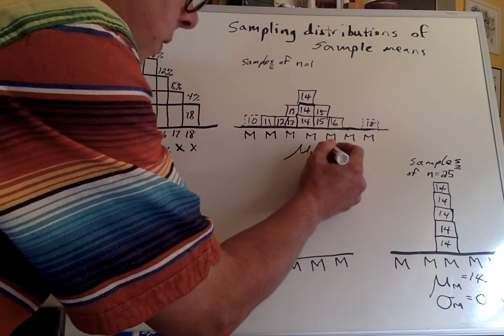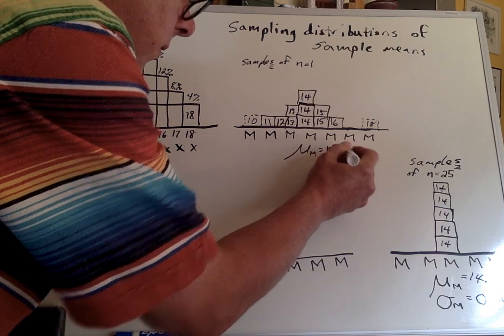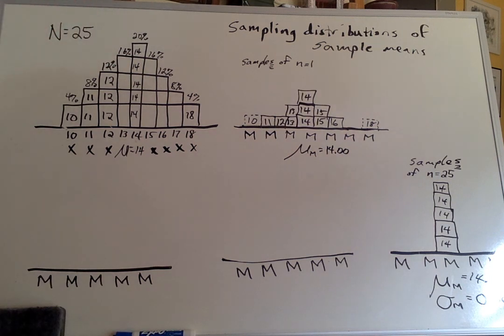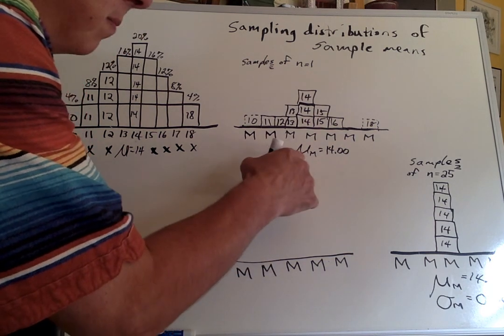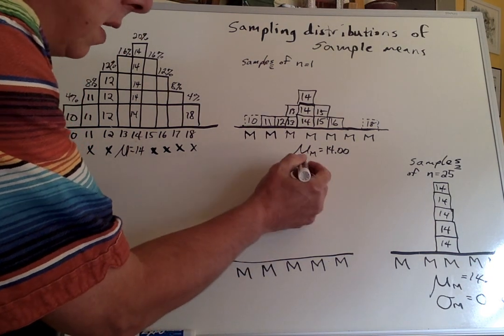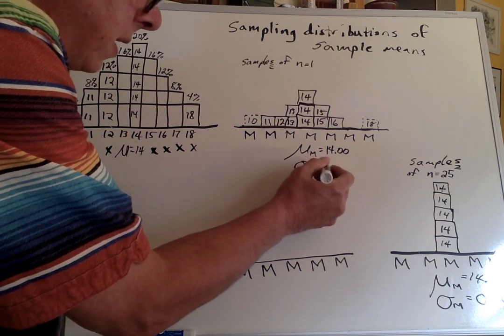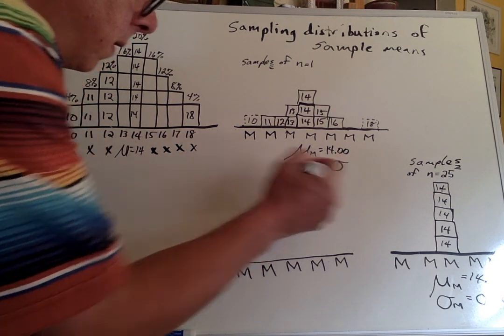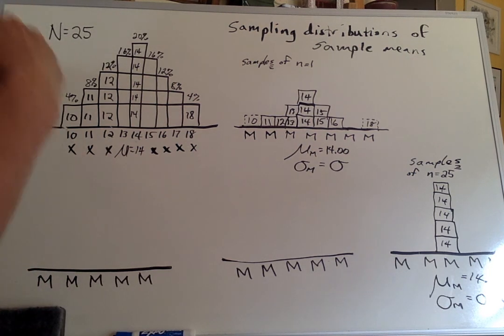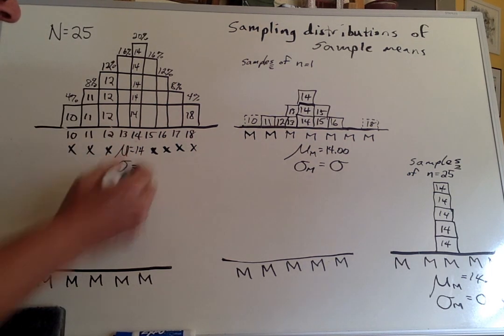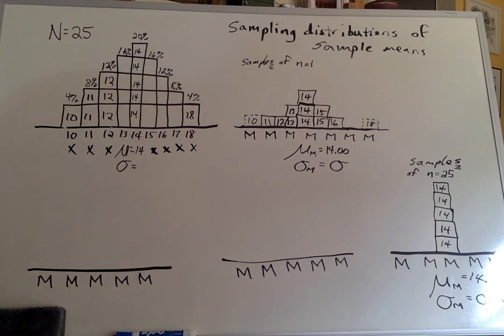If your guess was 14.00, you are correct. That would be the mean of all the sample means. It would be 14. That's the mean of all the sample means. The standard deviation of all the sample means is going to be equal to the original standard deviation here. Okay?